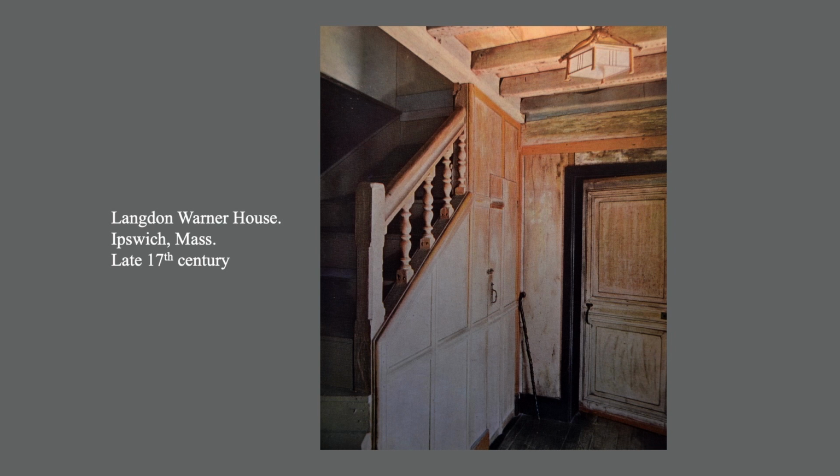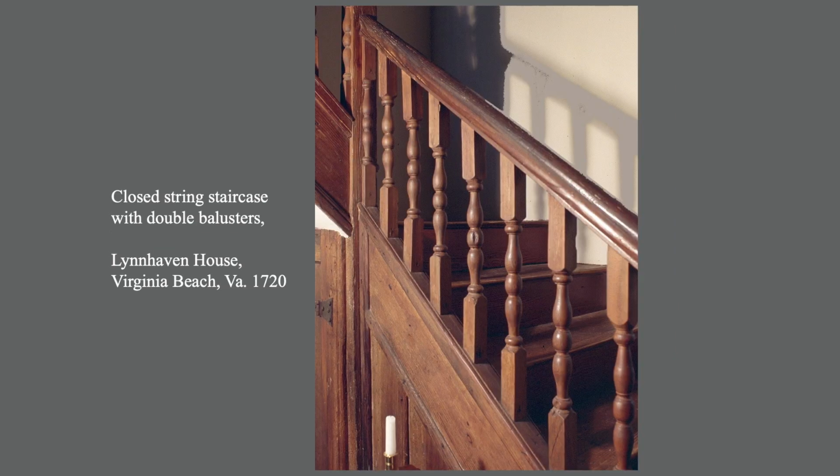We have a late 17th century example of this effect in the Langdon Warner House in Ipswich, Massachusetts. Here the stair ascends with narrow winders. The ceiling has exposed joists, typical of the early New England vernacular. But the stair is lent sophistication with the use of double balusters in its railing. Now, by double balusters, I mean each baluster has vertical symmetry, using two bulbous turnings or bellies, one atop the other. We see similar double balusters in the railing of an early 18th century house in Virginia.